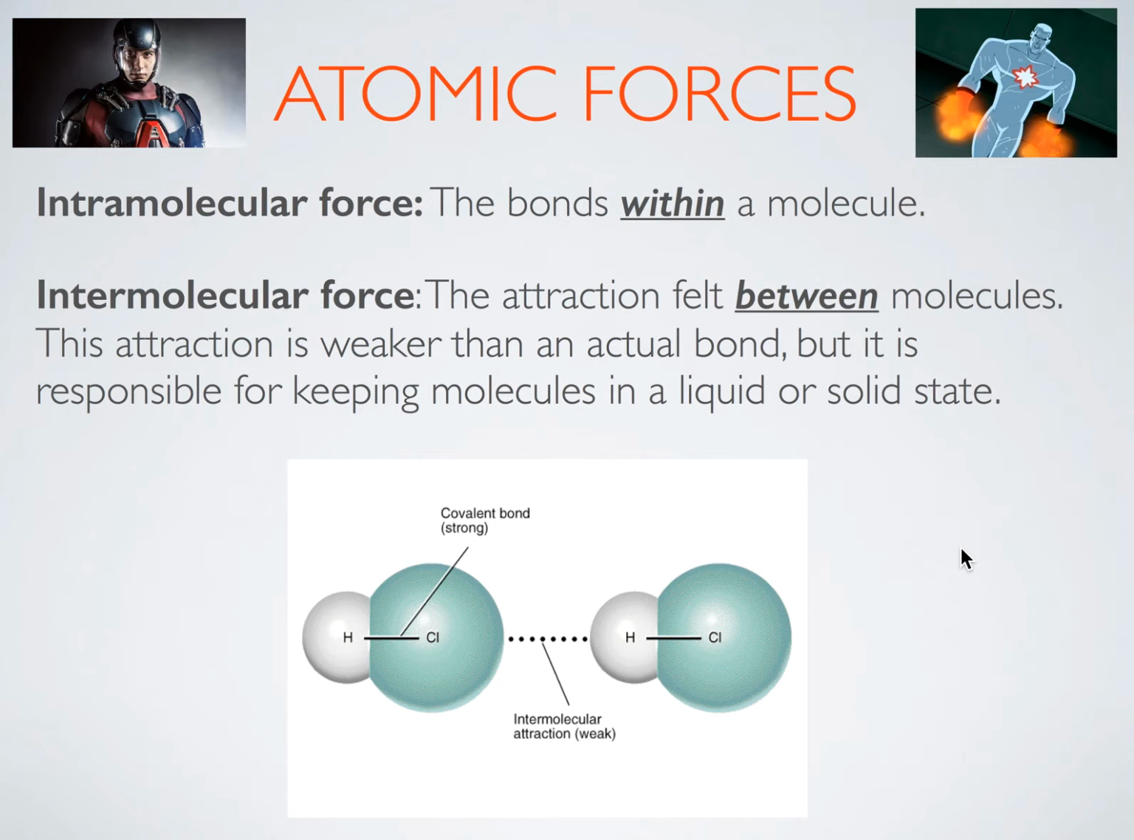Atomic forces. This is something that we talked about much earlier in the year, but we didn't really get into details of the specific types of intra versus intermolecular forces that you can have. Now that we've talked about bonding, we know that intramolecular forces could be ionic, covalent, or metallic. So these are the 3 types of bonds that we've talked about, and they are bonds inside of a molecule. It's what holds a molecule together as a whole.